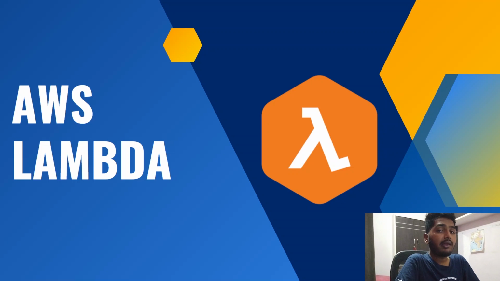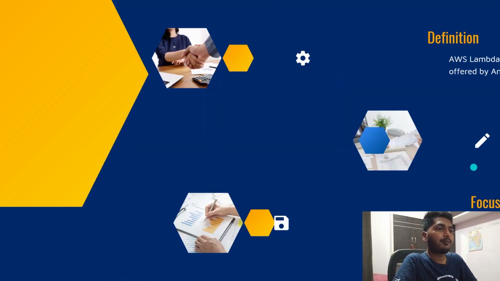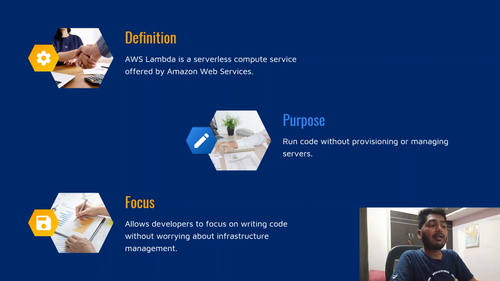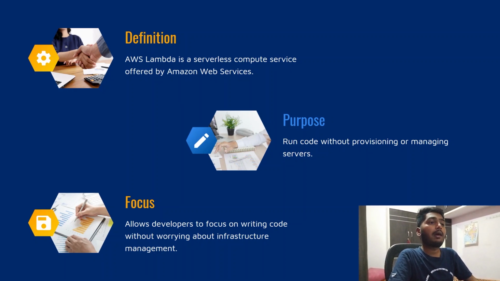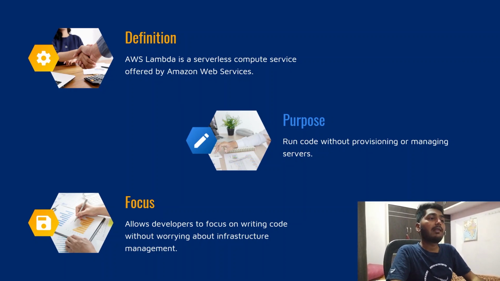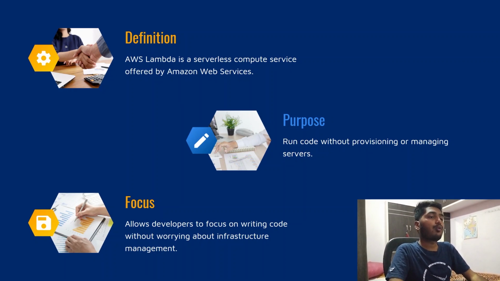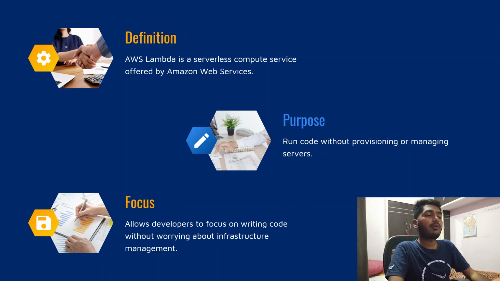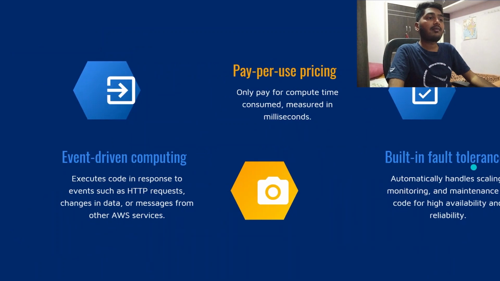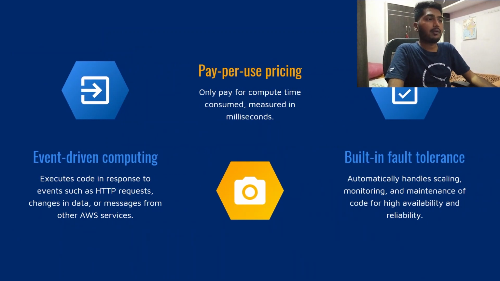So how does AWS Lambda work? First, you upload your code to AWS Lambda, either directly or from an AWS service like Amazon S3 or AWS CodeCommit. Then Lambda automatically scales your code in response to incoming requests or events. Now let's take a closer look at some key features of AWS Lambda.